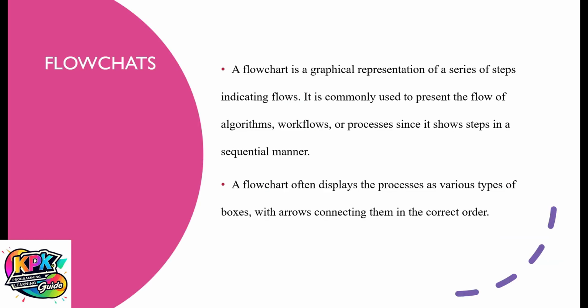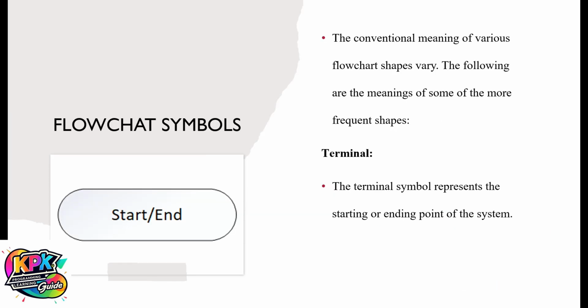As mentioned earlier, a flowchart is a graphical representation of a series of steps indicating how the solutions come together to solve a problem. It's commonly used to represent the flow of algorithms, workflows, and processes, since it shows steps in a sequential manner. So a flowchart often displays the processes as various types of boxes, with arrows connecting them with each other in the correct order. Okay, so let's look at what these symbols mean. The conventional meaning of various flowchart shapes varies. The following are the meanings of some of the frequent shapes that are used.